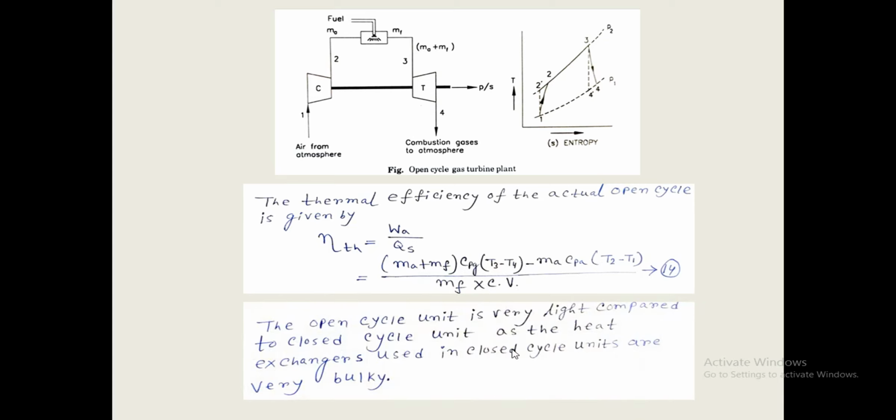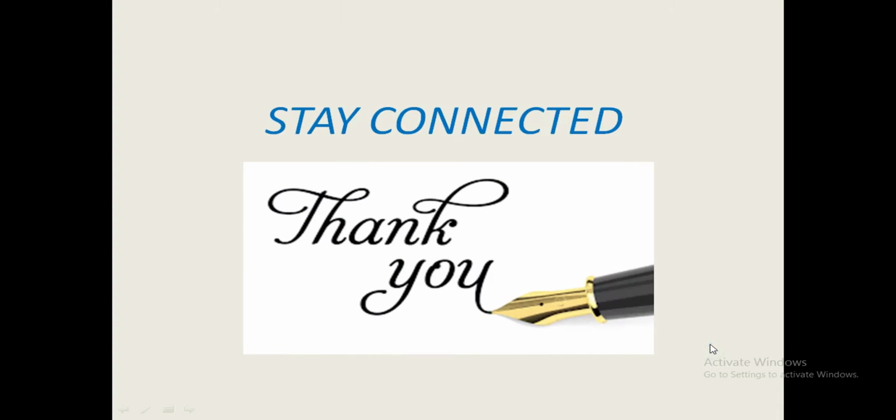The open cycle unit is very light compared to the closed cycle unit, as the heat exchangers used in closed cycle units are very bulky. These are all about the optimum pressure ratio for maximum cycle thermal efficiency in closed cycle gas turbine and open cycle constant pressure gas turbine analysis.